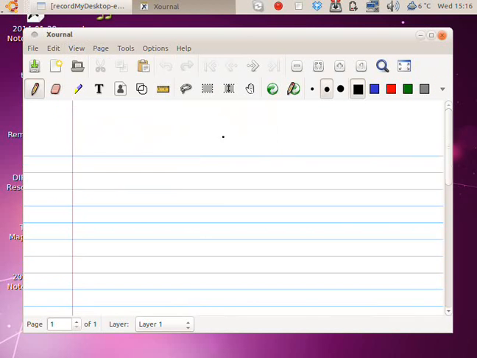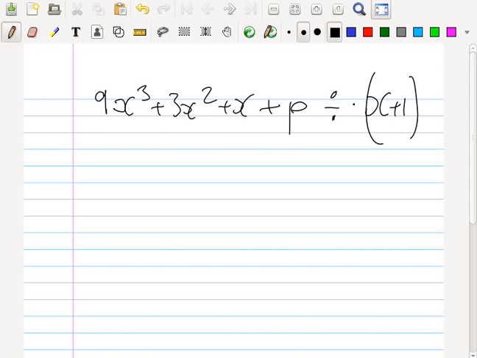Right, so 4s first. Now, I want the p, you can see that? Yeah. 9x cubed plus 3x squared plus x plus p divided by x plus 1. So I put in, the remainder is 3. What's wrong? Nothing? Okay. No, don't continue.